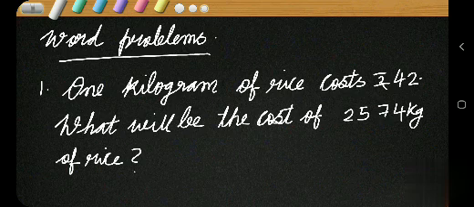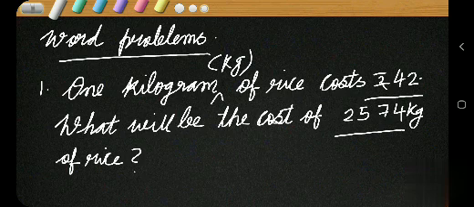What is to be found here? Yes, we have to find out the cost of 2574 kg of rice. And what is given in the question? It is given that 1 kilogram of rice costs rupees 42, means the cost of 1 kilogram of rice is rupees 42. So for finding out the cost of 2574 kg of rice, what we have to do? Yes, we have to find out the product of these two, isn't it? Within bracket here, please write kg, the short form, abbreviation of this.